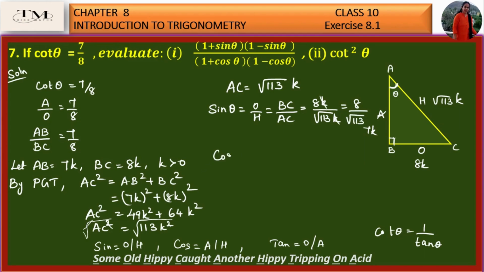Now cos theta. Cos theta is nothing but adjacent side by hypotenuse. Which is the adjacent side? AB. What is hypotenuse? AC. AB value is 7K. AC value is root 113K. So K gets cancelled. So cos theta is 7 divided by root 113. Now we have to find out the answers for part 1 and part 2, which we'll do in the next page.